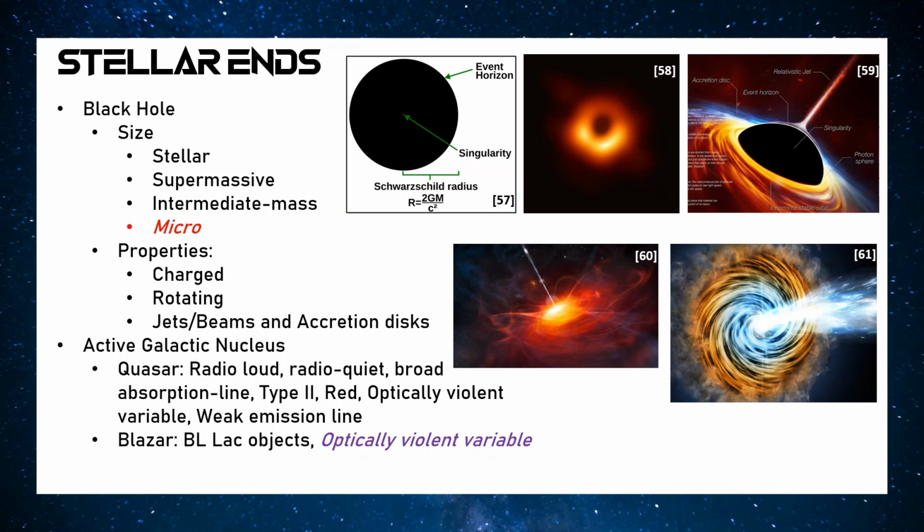In addition to stellar, there are supermassive black holes. These are found in the center of most galaxies. It's really unclear how they're formed. They might grow from absorbing surroundings or merging with other black holes, but almost all galaxies have them. Our galaxy has one, Sagittarius A star.